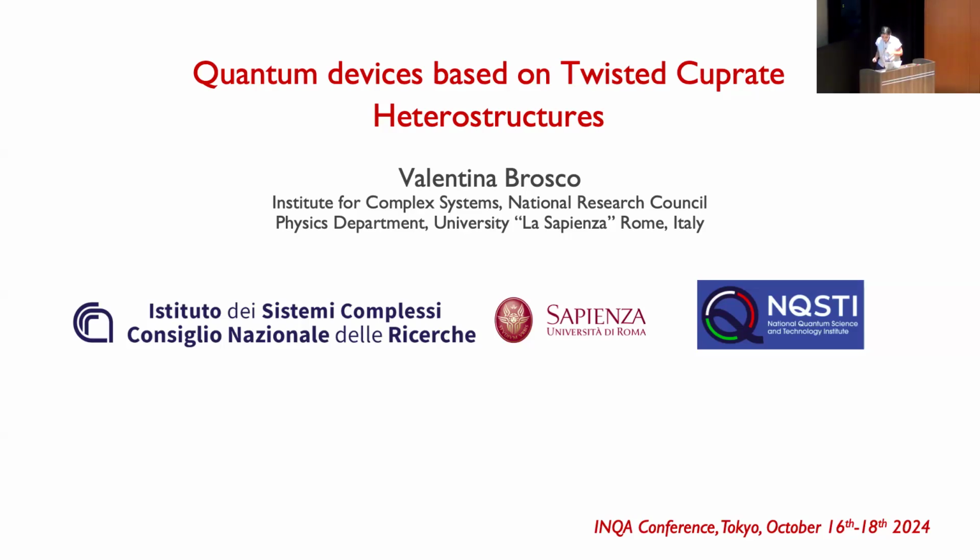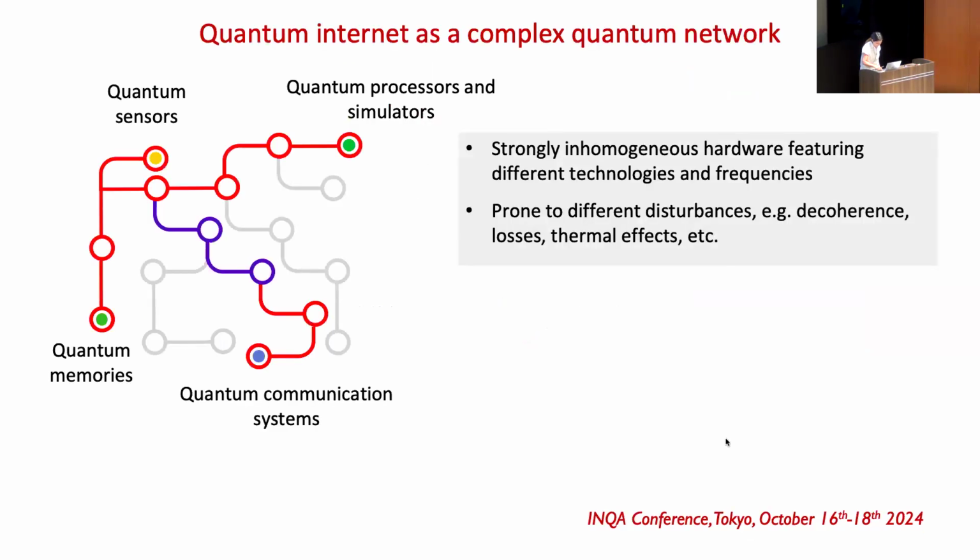Okay. So let me go straight to the topic. One of the ultimate goals of quantum computing is to build a quantum internet, namely a complex infrastructure capable of processing, storing, and transferring quantum information. The quantum internet is essentially a complex network where sensors, memories, and quantum communication systems will be integrated.